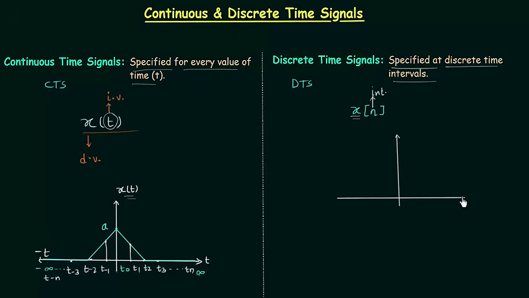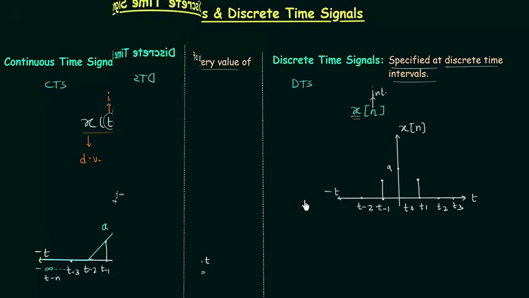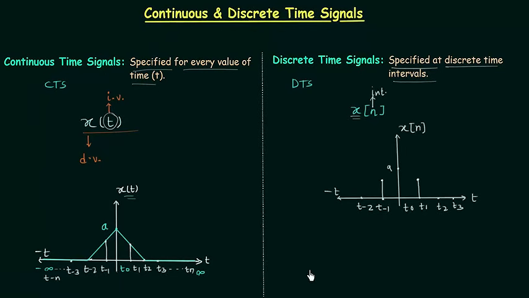So we have a plot of a discrete time signal in which the signal is defined only at discrete intervals of time. We discretize the time axis. Y-axis is for x[n]. At t0 this signal is A. At t1 this is the value of the signal. At t2 signal is 0. At t3 again it is 0. At t minus 1 this is the value of the signal. At t minus 2 signal is equal to 0. This is minus t.